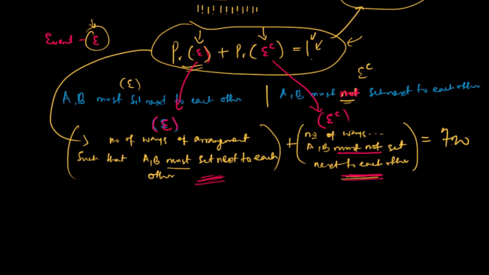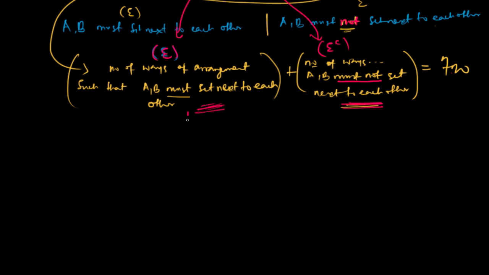Alright, let me now explain how we can find the number of ways of arrangement such that AB must sit next to each other. Let me explain that. So you have A, you have B, you have C, D, E, and F. So you have 6 items here. Now, if it says AB must sit next to each other, it's as if you have to treat AB as a single element, as if it's one.